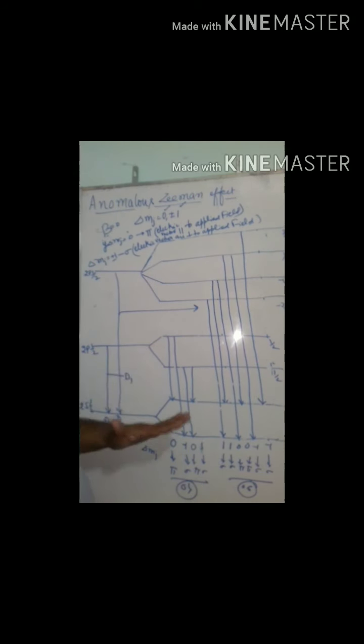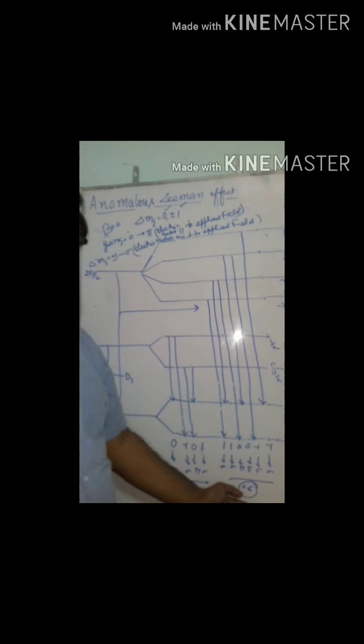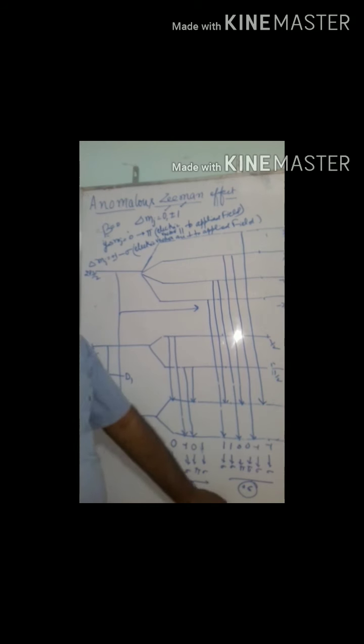Thus, in the presence of a weak magnetic field, a multiplet structure, fine structure of a multiplet or say a doublet, if I say this is a doublet, then this produces 4 lines and 6 lines. This is all about the anomalous Zeeman effect.